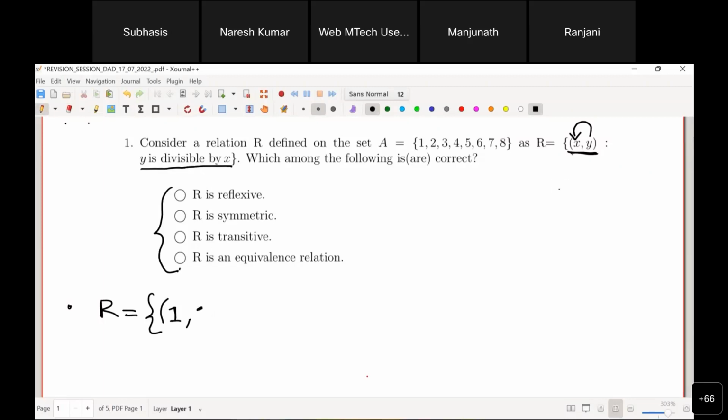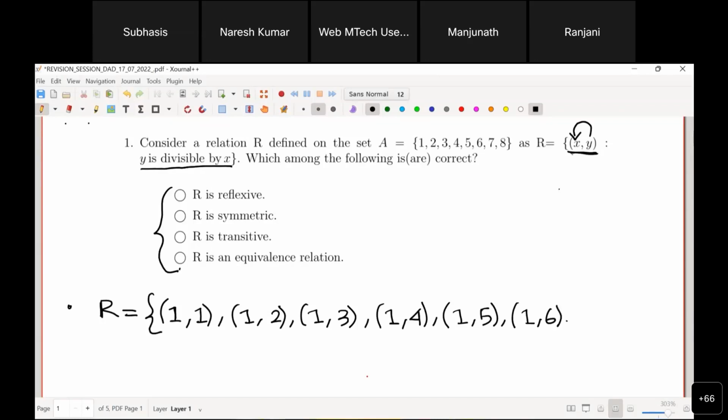So I can take the second element to be 1, then I can take (1,2), (1,3), (1,4), (1,5), (1,6), (1,7), and (1,8), right?